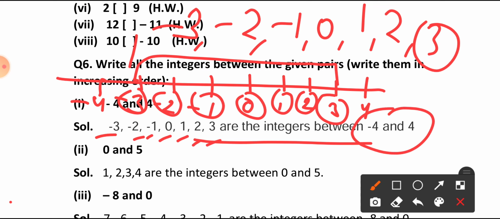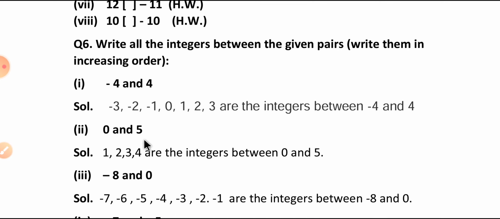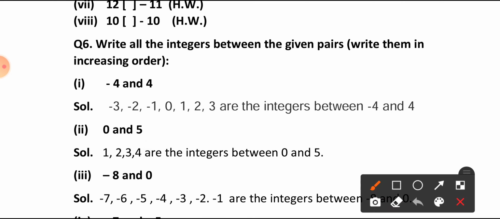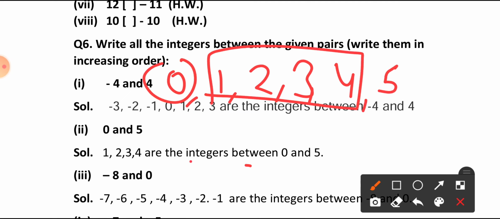Here there is no need to write minus 4 and 4, because we do not need to include minus 4 and 4. We have to write only the numbers in between. Same with 0 and 5. Between 0 and 5, which integers come here? After 0 comes 1, 2, 3, 4, and 5. So leave 0 and 5. The numbers 1, 2, 3, and 4 are the integers which come between 0 and 5.